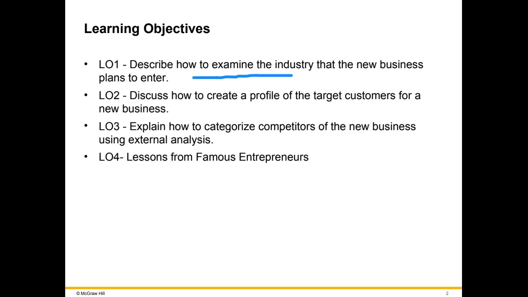Then we'll be discussing how to create a profile of the target customers for new businesses. And then we'll explain how to categorize competitors of the new businesses using external analysis. And then a lesson from a famous entrepreneur towards the end of the lecture.